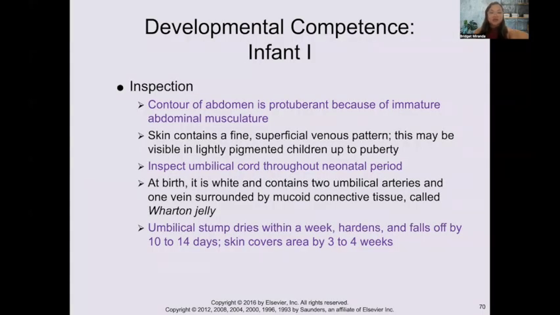Just wanted to pull out some more developmental competence here for you to review. When you're inspecting a patient as an infant, note that they are going to be more protuberant, again, because of that immature abdominal muscularity. You're going to inspect their umbilical cord, making sure they have AVA, 2 arteries and 1 vein. And you're going to look to make sure that that stump is dry within about a week. It should fall off by itself. You shouldn't have patients or patient families pulling it off. They shouldn't need anything to put on that area. It should dry off by itself and fall within 2 weeks.